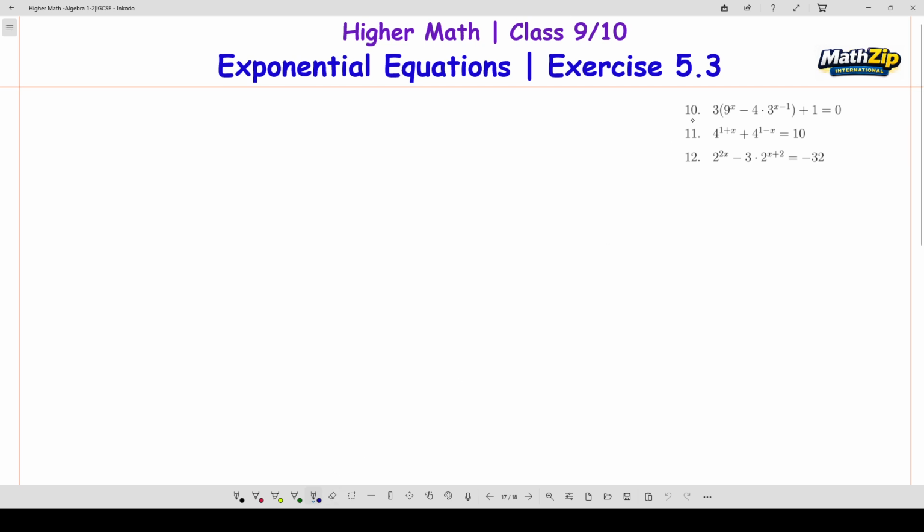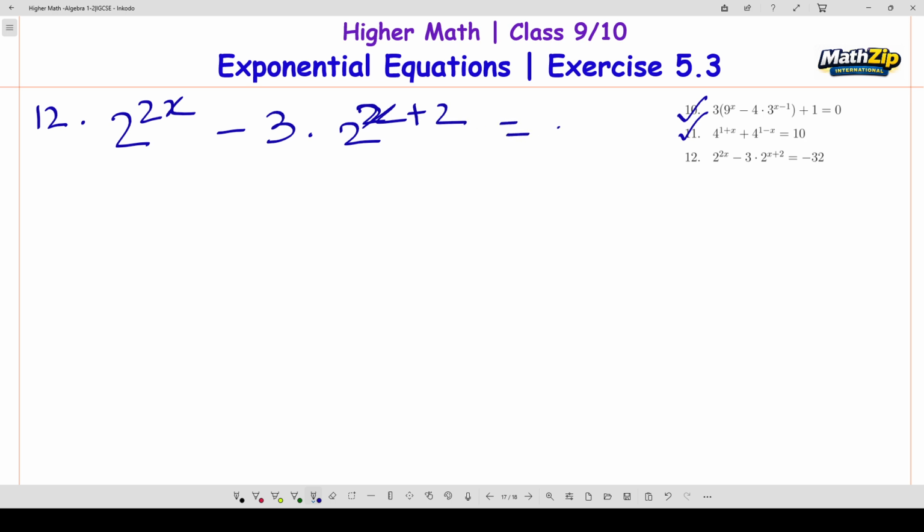Question 12. We already did 10 and 11. Question 12: 2 to the power 2x minus 3 times 2 to the power x plus 2 equals minus 32.